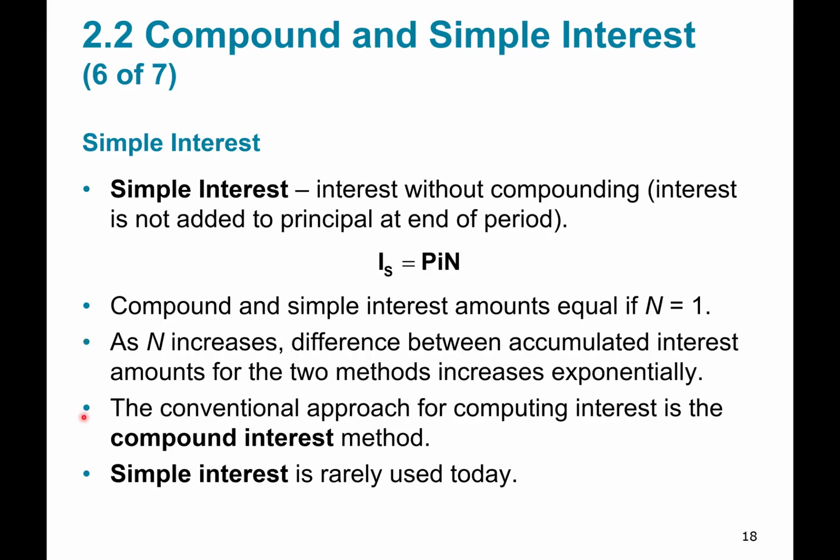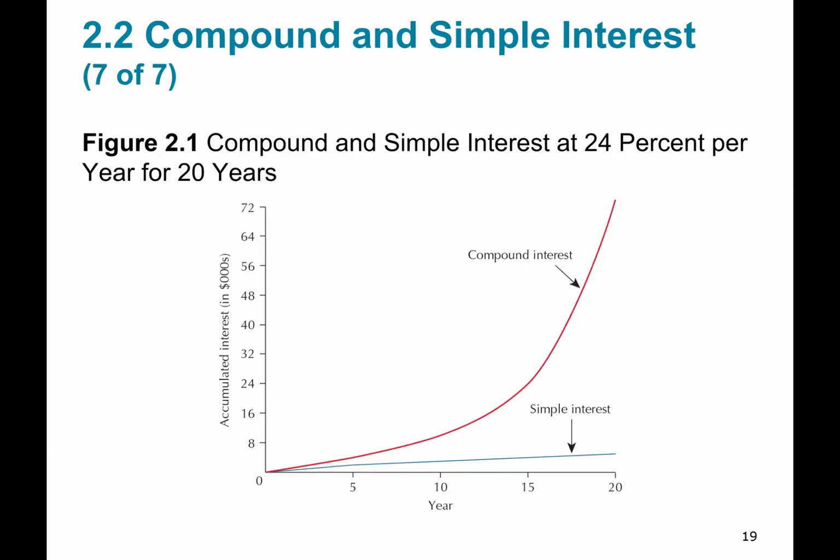The conventional approach for computing interest is the compound interest method. Simple interest now is rarely used today, so it is more common now that we utilize the compound interest method for calculations. On this table, you can see an example of compound and simple interest at 24% per year for 20 years, where the x-axis is year and the y-axis is accumulated interest.